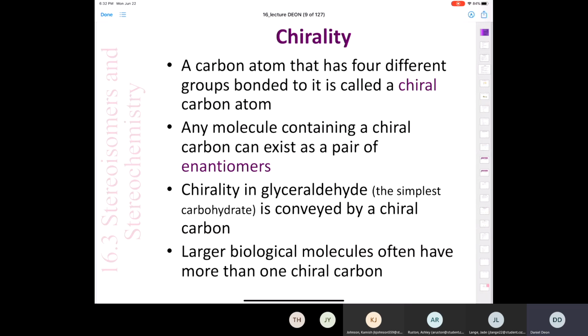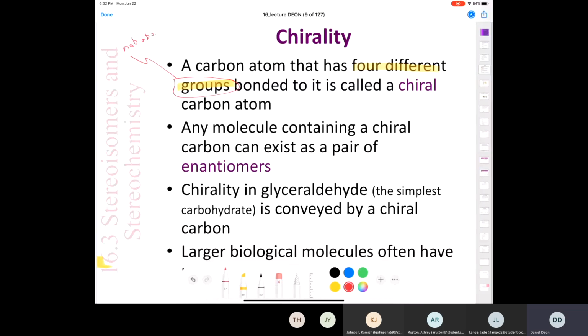How do we know that it has a chiral carbon? Because it has a carbon in it that has four different groups bonded to it. Let me just write a little note here. What it says is 4 different groups, okay? Not atoms, but groups.